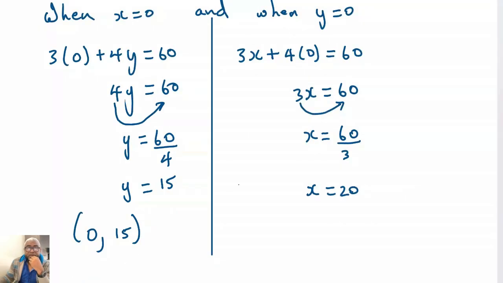So what would this coordinate be? What's the value of x? 20, and the value of y is 0. This here is my x-intercept. Cool? My x-intercept. Are we clear?